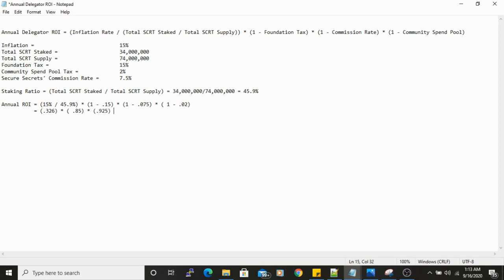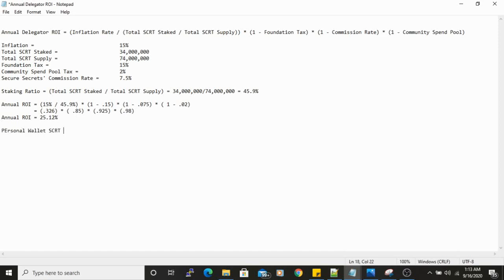That number is going to go ahead and calculate out to be, let me just crunch that number real quick. I believe it is 25, let me see here. Yeah, 25.12%. 25.12% annual return on investment in secret, assuming you stake to Secure Secrets. Secure Secrets has a 7.5% commission rate. You'll find other validators that have a lower commission rate and some with higher commission rates. My suggestion would be to stake to multiple different validators and to attempt to decentralize the network.